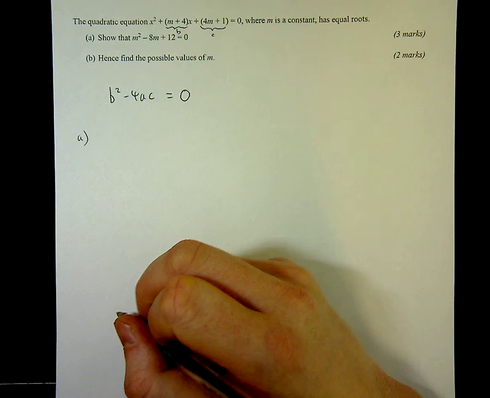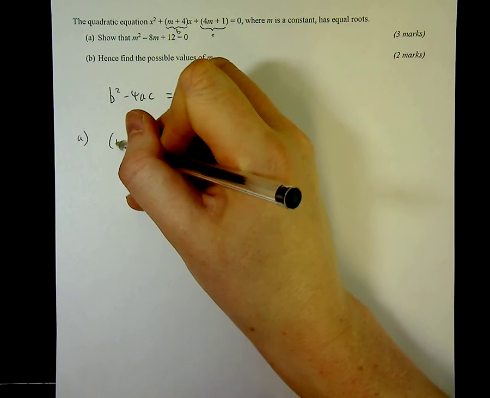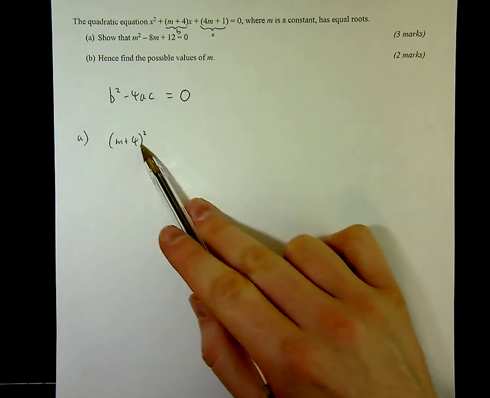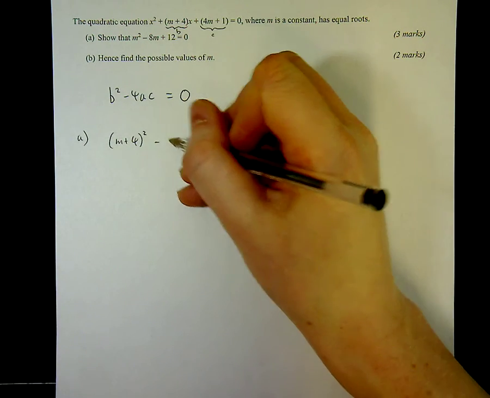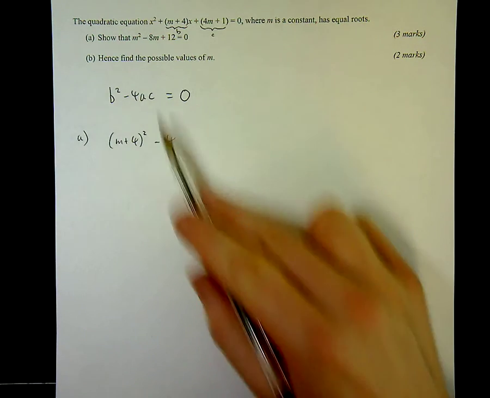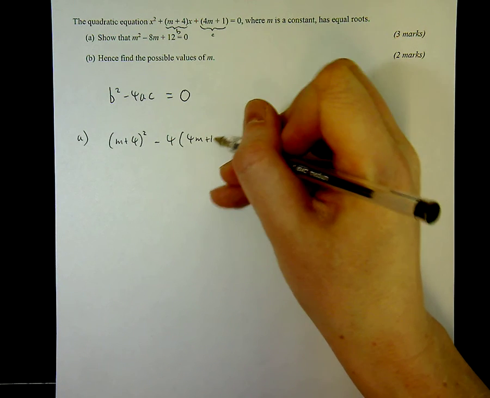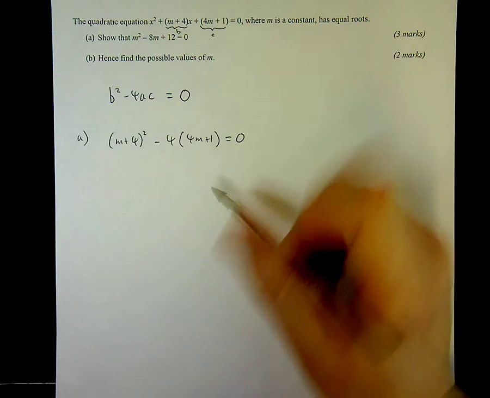So if I substitute those in, b squared will be m plus 4 squared. Very important I leave the brackets in because I'm going to square the whole thing. Then minus 4, a is just 1, so 4 times 1 is still 4. And then c, from the equation above, is 4m plus 1. And as I've shown here, it equals 0.